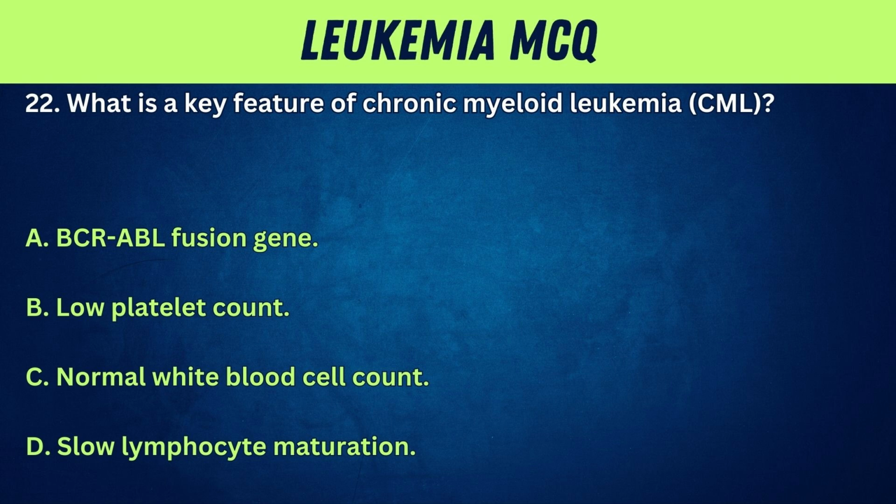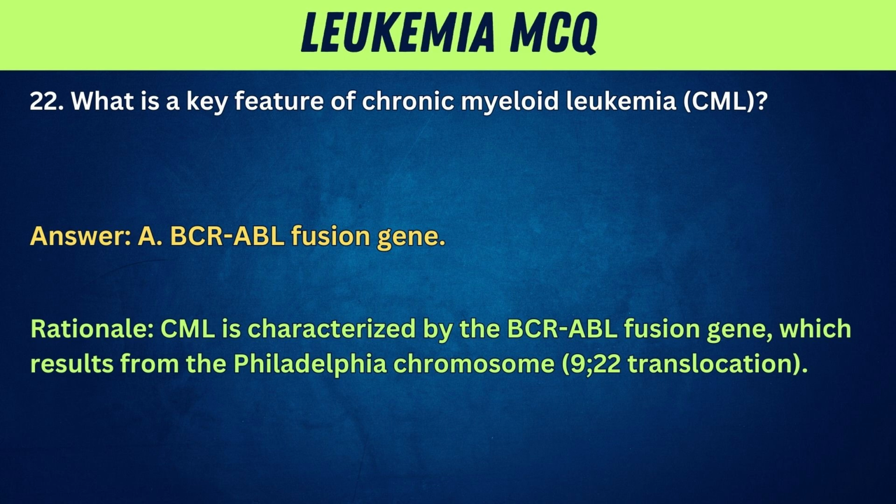22. What is a key feature of chronic myeloid leukemia, CML? A. BCR-ABL fusion gene. B. Low platelet count. C. Normal white blood cell count. D. Slow lymphocyte maturation. Answer: A. BCR-ABL fusion gene. Rationale: CML is characterized by the BCR-ABL fusion gene, which results from the Philadelphia chromosome 9/22 translocation.